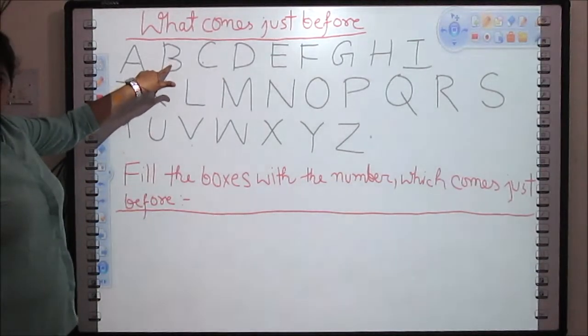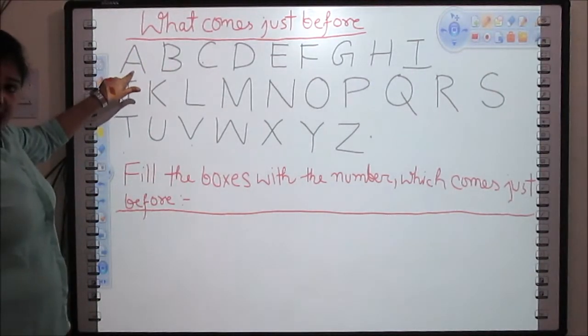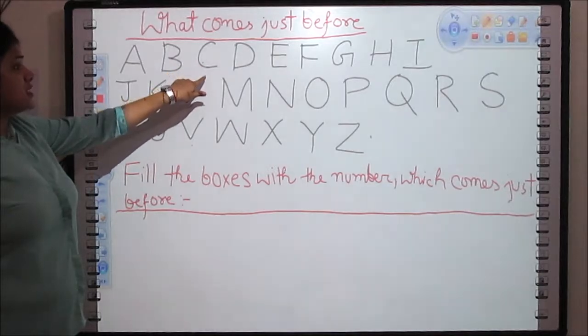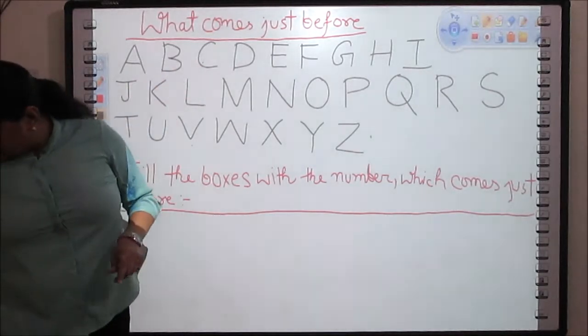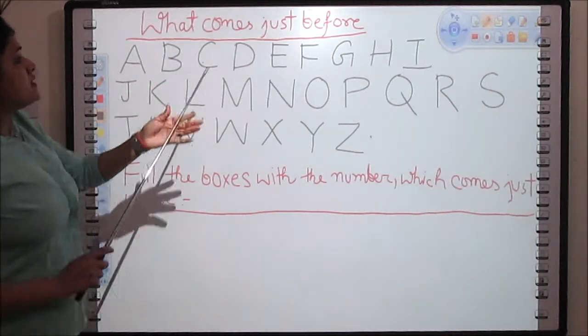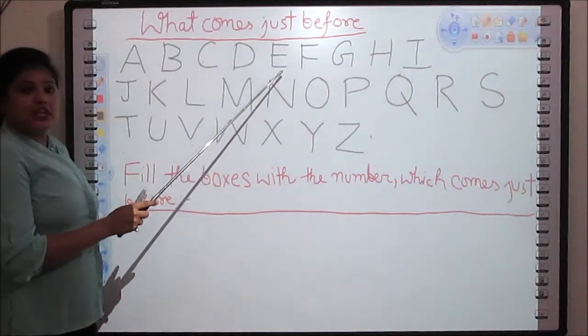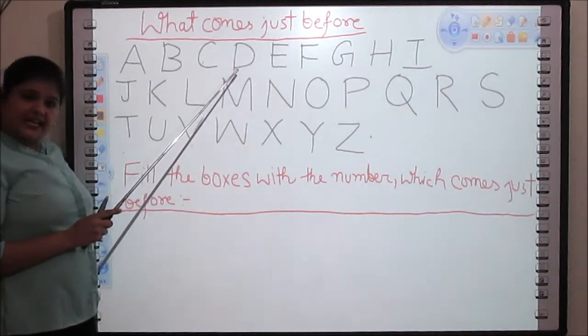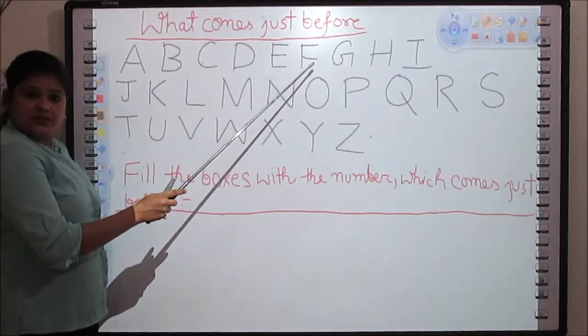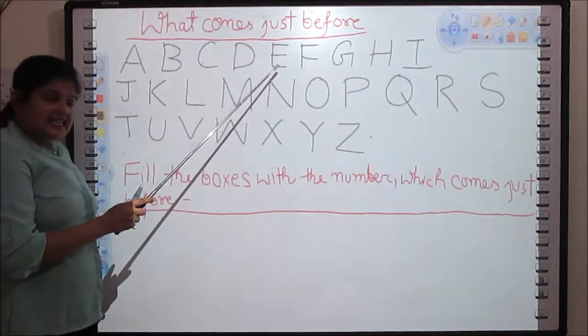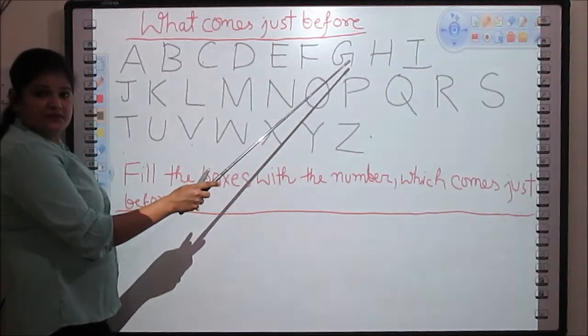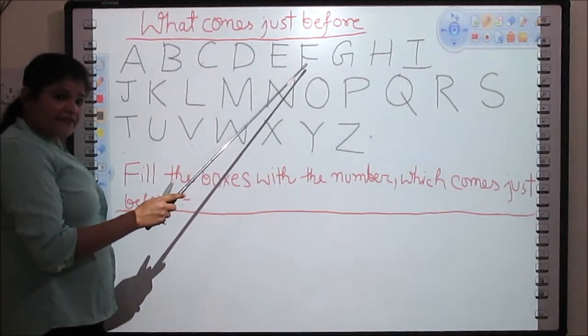What comes just before B? A. What comes just before C? B. What comes just before D? C. What comes just before E? D. What comes just before F? E. What comes just before G? F.